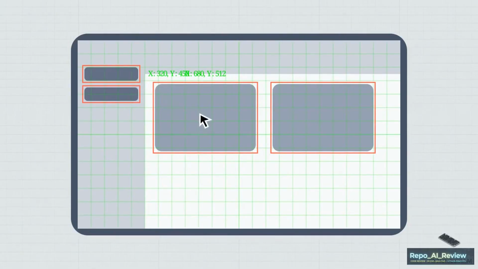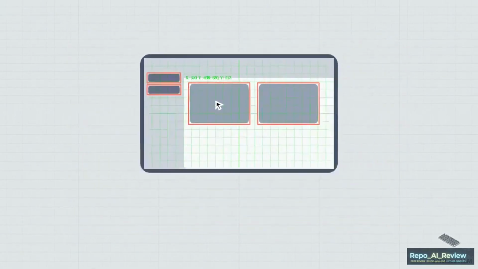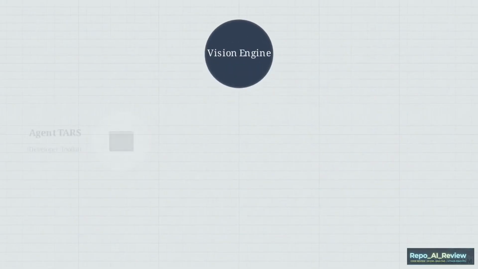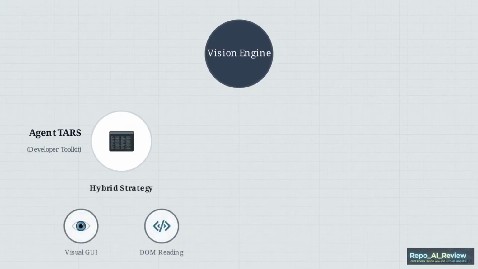ByteDance deployed this engine across two distinct channels. The first is Agent TARS, a developer-focused toolkit. It uses a hybrid strategy, combining direct visual GUI control with traditional DOM reading for maximum accuracy.